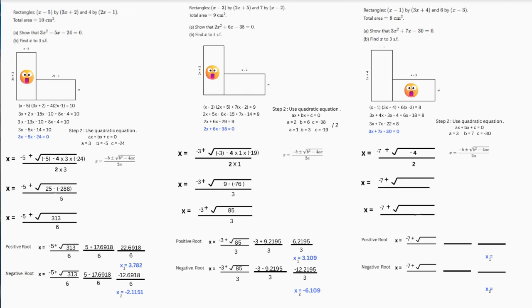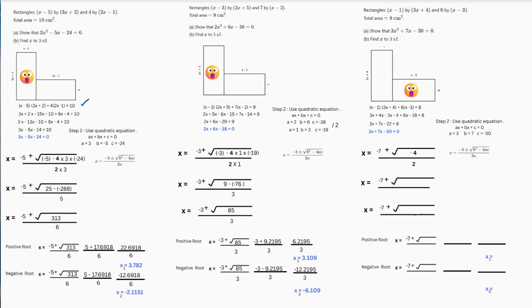Now it's asking us for A, to show that the equation equals 0. So the first thing we need to do is work out our compound shape. So x minus 5 times 3x plus 2, plus 4 times 2x minus 1, equals 10. That's it. We have now laid out our algebra ready to solve it. By this point, you would know how to do triple brackets and know how to work it out, okay? So all I've done is I've worked these two out first, then I've done this.